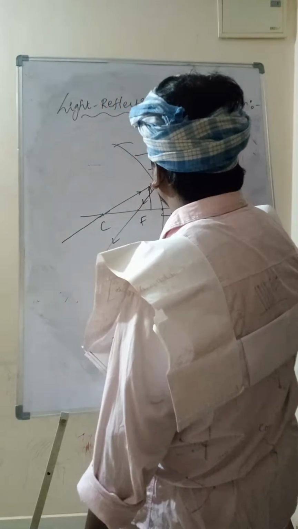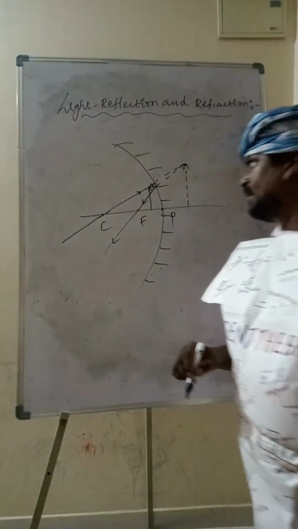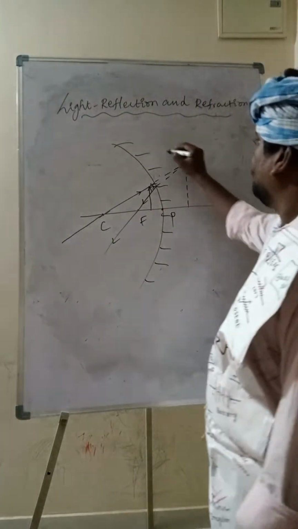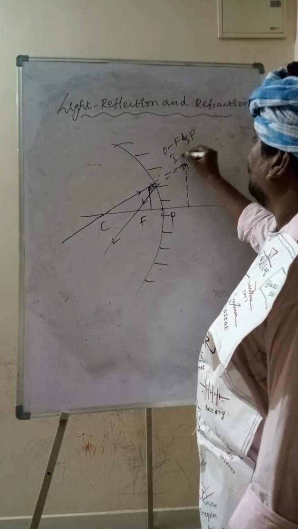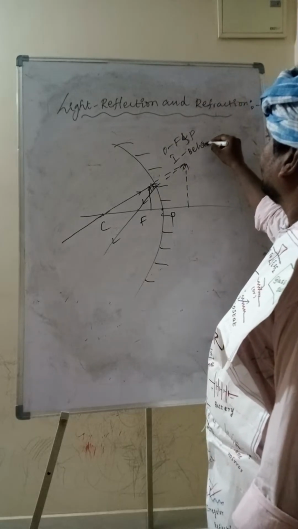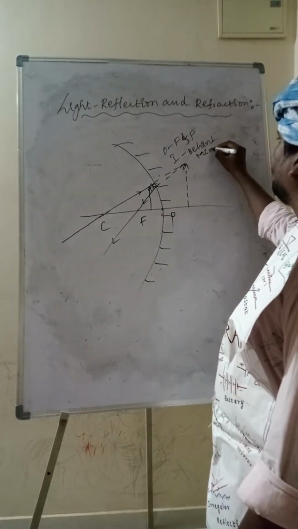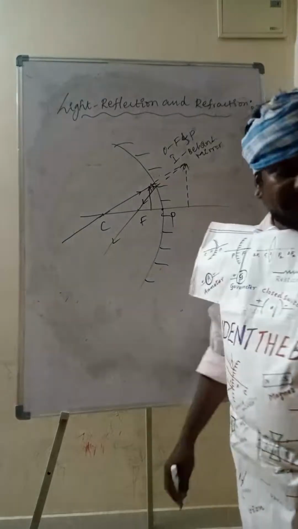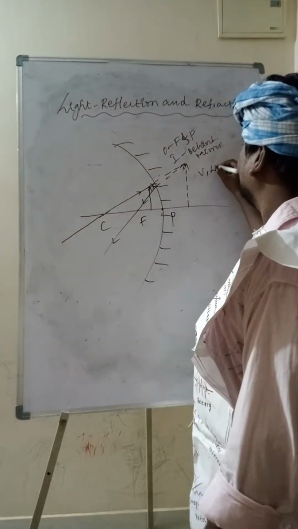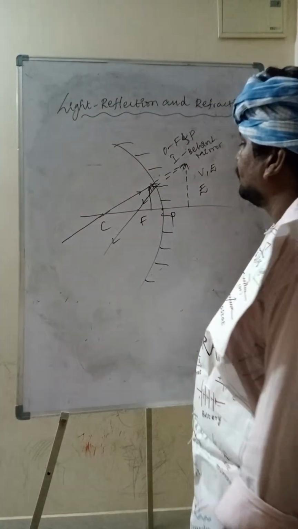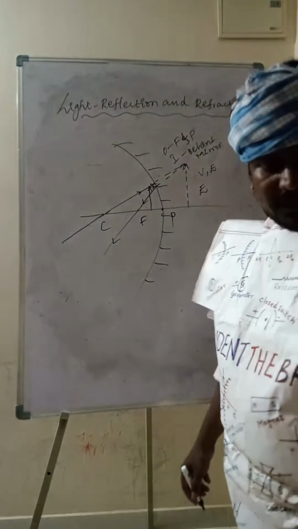So if you extend this light ray, the image will form behind the mirror. Object between F and P, image will form behind the mirror. Nature of the image is virtual, erect and enlarged. Okay, so this is about the last case. Clear? So next one.